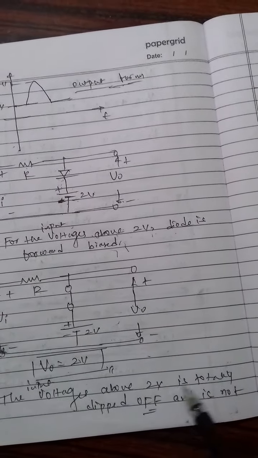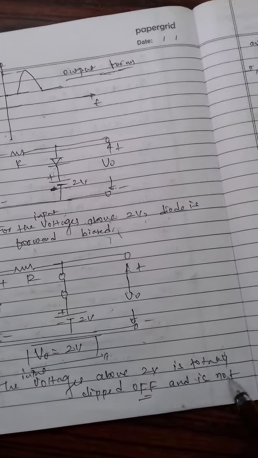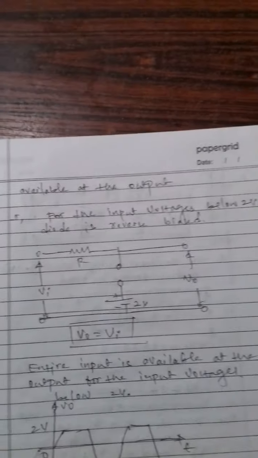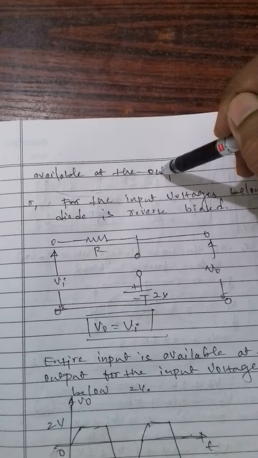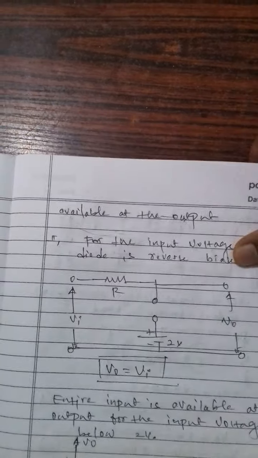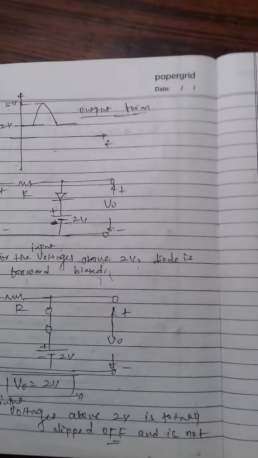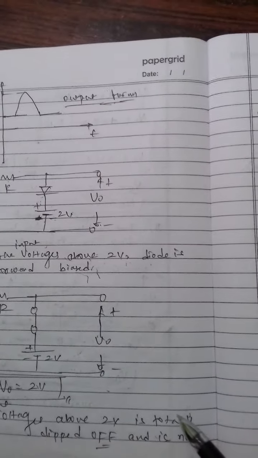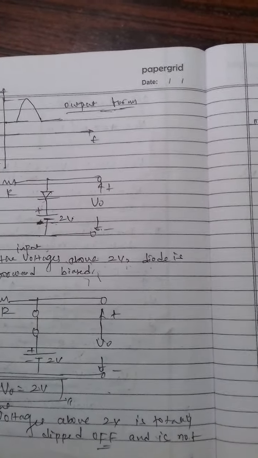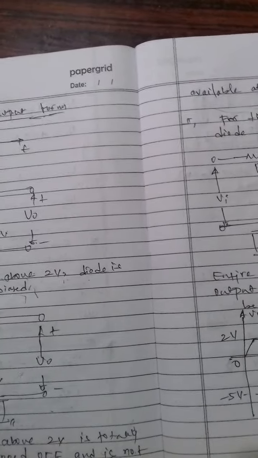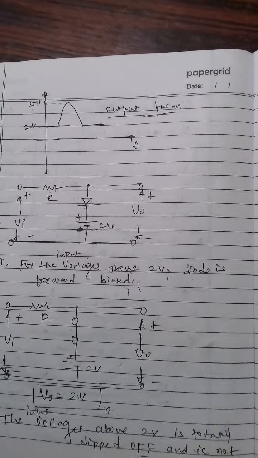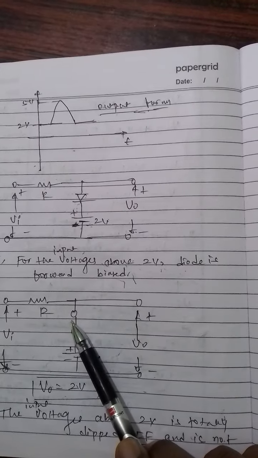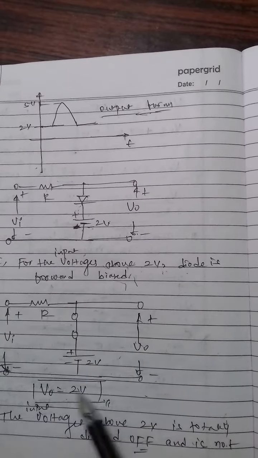The input voltages above 2 volts are totally clipped off and are not available at the output, because whatever may be the voltage above 2 volts, the output is limited to only 2 volts.